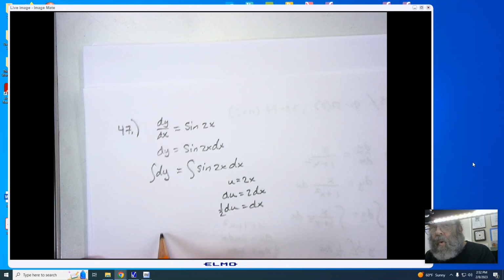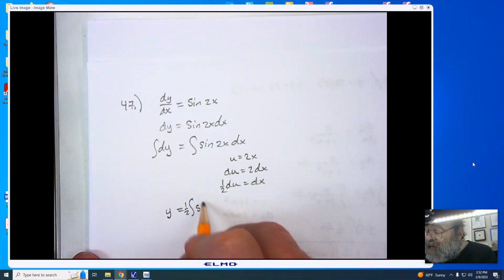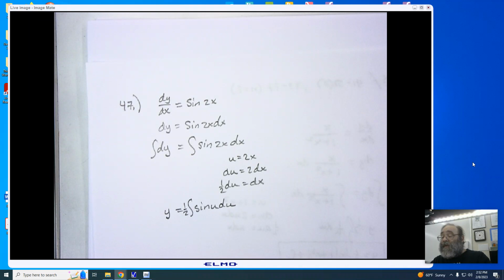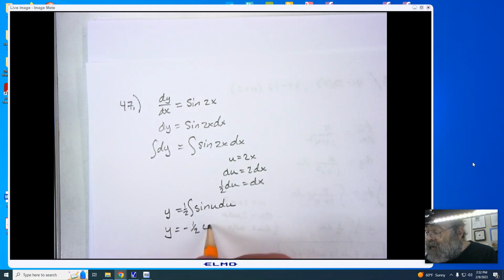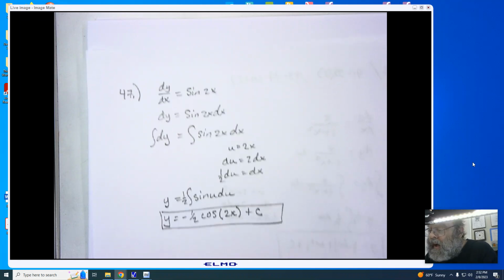The integration of dy is y, and it should equal now 1/2 the integration of the sine of u du. Now we know that the integration of the sine is negative cosine. So we have y equaling negative 1/2 the cosine of u, where u was 2x. Then add c. Our answer is y equals negative 1/2 cosine 2x plus c. Number 49.